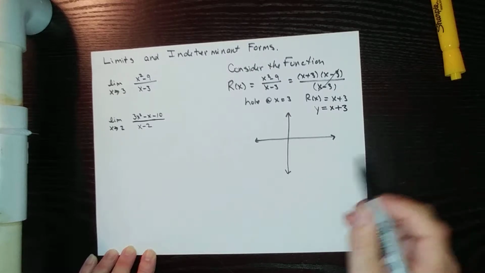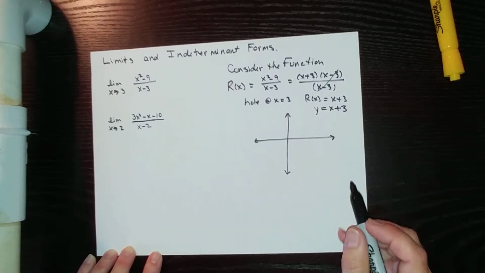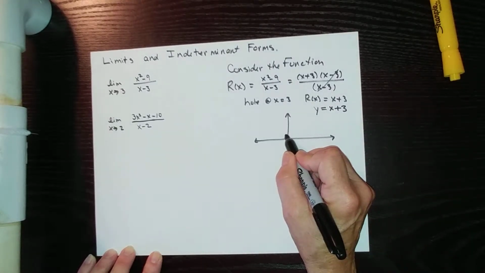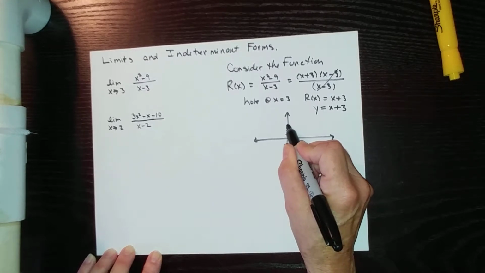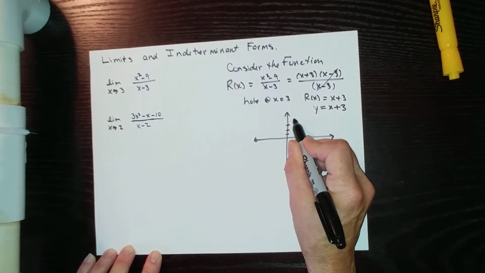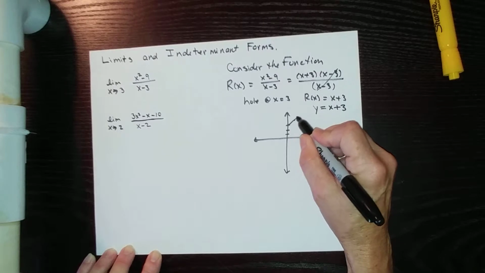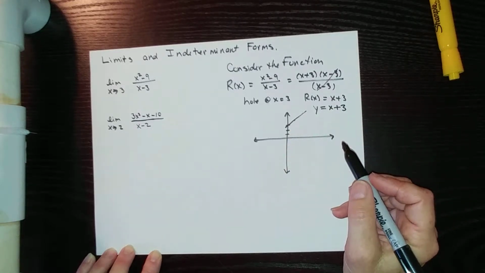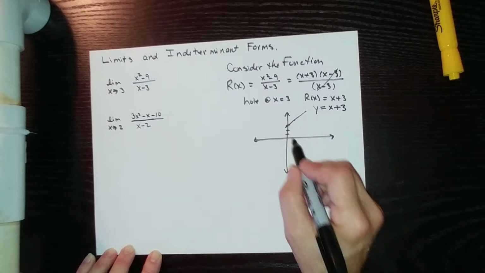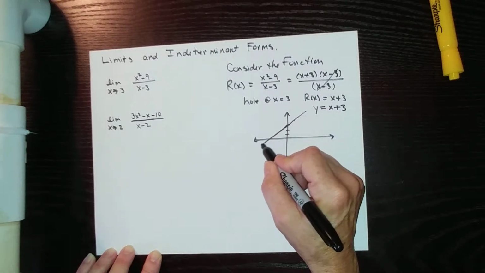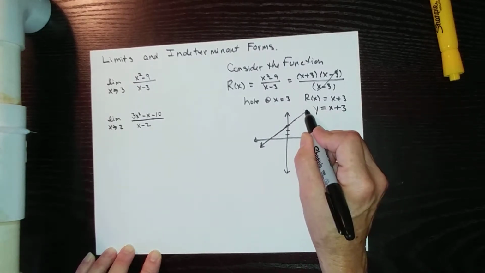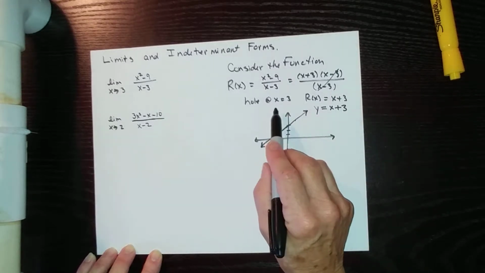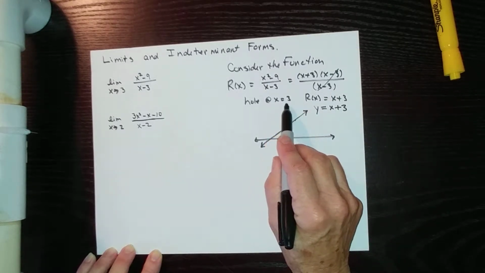Y equals mx plus b. The slope is 1. The y-intercept is 3. So I'm just going to graph this line. 1, 2, 3. I'm going to go up 1, right 1. So this line is going to look like this. Okay, so I've got to be careful. At the value x equals 3, it has a hole in it.